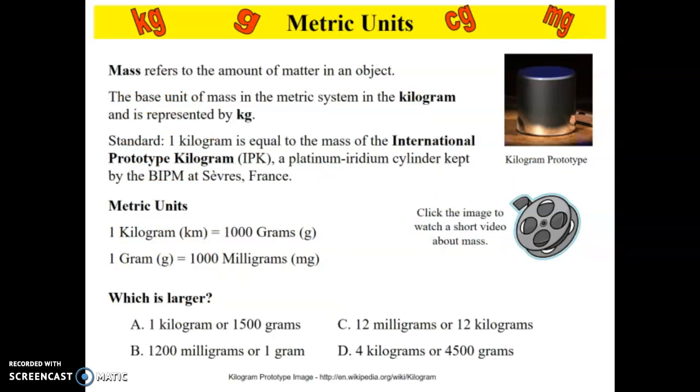All right, so mass refers to the amount of matter in an object. We'll talk about the idea of matter a little later, but ultimately matter is just the stuff, everything that makes up something. So whereas for length the base unit was meter, now our base unit is kilogram. And again, you can read how they came up with this; it is very scientifically based.